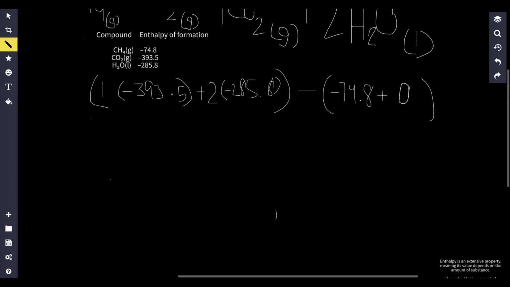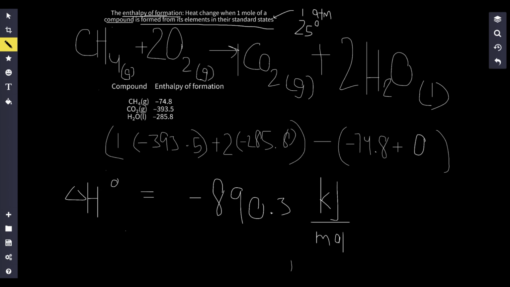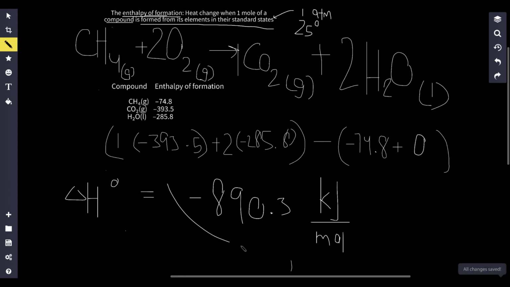And now we just put this into our calculator. Doing all of this, we get negative 890.3 kilojoules per mole. Always remember to do all of your sig digs stuff, so round to the correct number of digits. Because we're adding or subtracting, we round to the least number of decimal places, but everything is in the tenths place already, so we don't have to do anything. We just keep it as this. So this is going to be our enthalpy of formation for this problem.